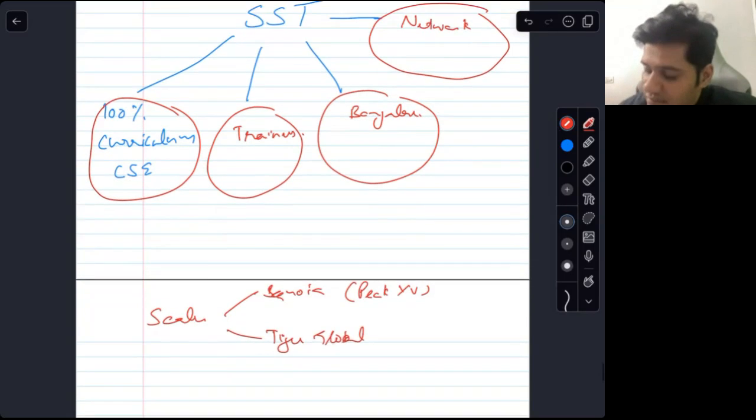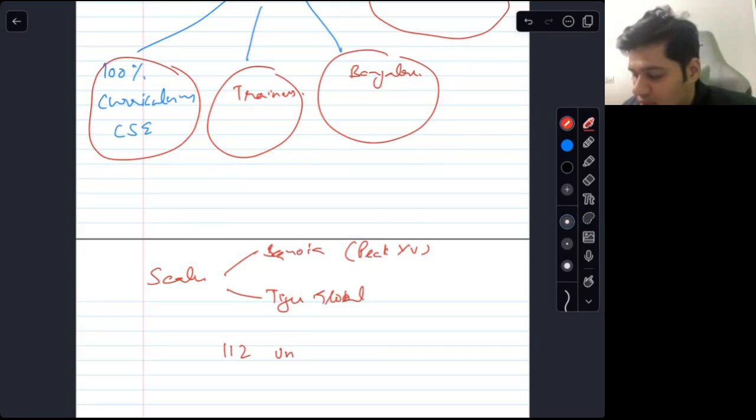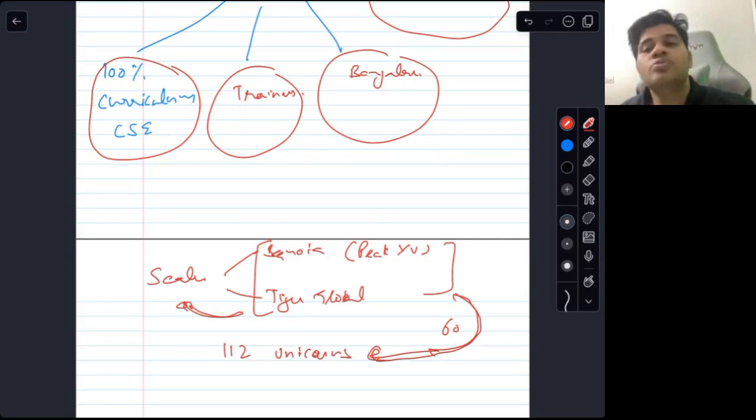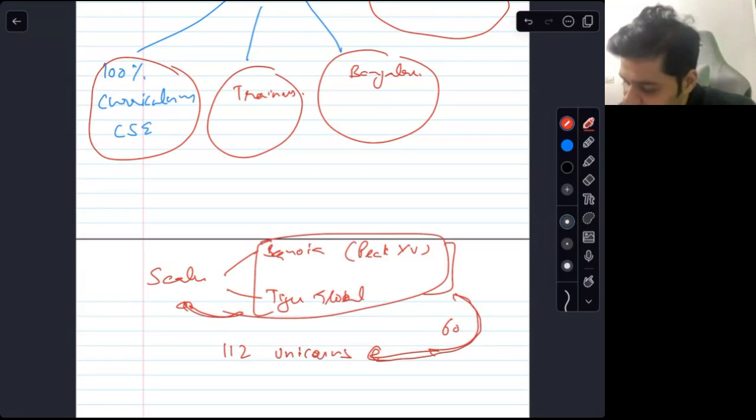India has 112 unicorns, 112 new companies which have crossed the valuation of 8,000 CR. Sequoia and Tiger Global have invested in 60 of these 112 unicorns. And Sequoia and Tiger Global have also invested in Scaler. So these companies belong to Sequoia and Tiger Global, and Scaler also belongs to Sequoia and Tiger Global. So they always have this network of 60 unicorns.